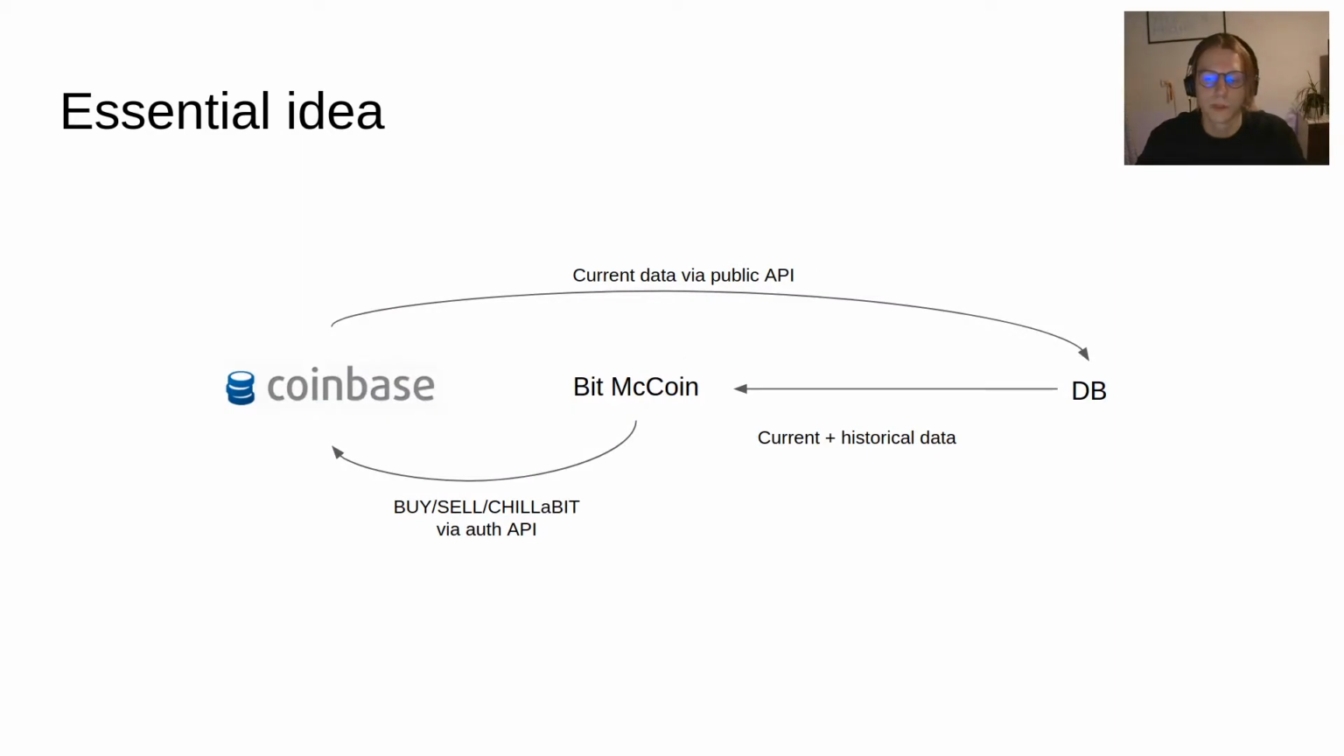So this graph is a simple representation of what I want to do. I use Coinbase, and with its API I can get the current data of the marketplace, store that in the database, and then give that to BitMacoin with the current historical data to actually make a decision to buy, sell, or just chill a bit.